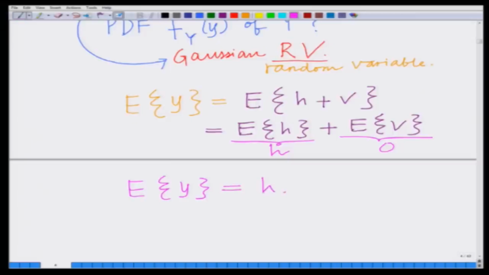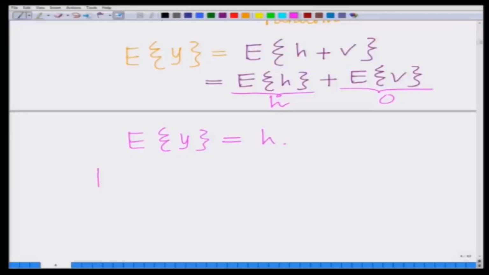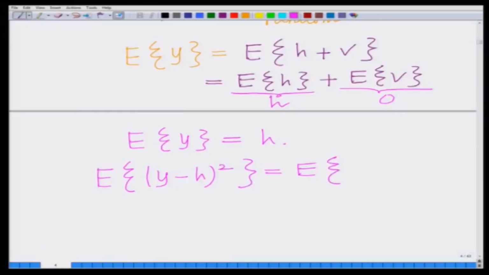Now, what is the variance of y? That is also easy to see. The variance of y is the expected value of y minus its mean, that is h, whole square. But y minus h is again v, that is, nothing but the noise, because y equals h plus v, so y minus h equals v. Therefore, the expected value of y minus h whole square is the expected value of v square.